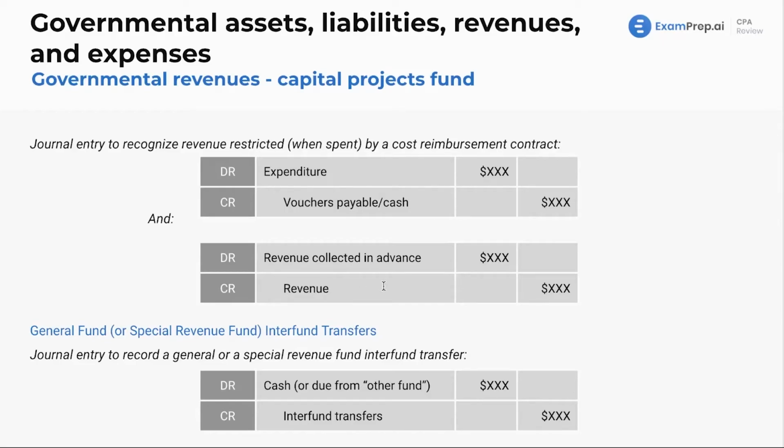Awesome. Now, what about general fund interfund transfers? So interfund transfers, this is going to be when you move money between those different funds, and it happens a lot, right? So the journal entry to record a general or special revenue fund interfund transfer, we're going to debit cash, or due from other fund, because maybe you haven't gotten it yet. So it could be due from other fund, which is like a receivable. And you're going to credit interfund transfers, kind of like a liability right there.